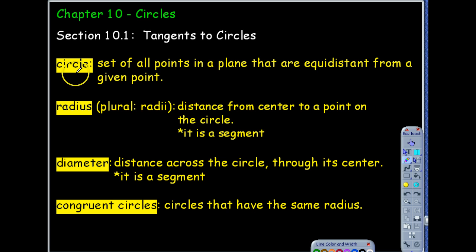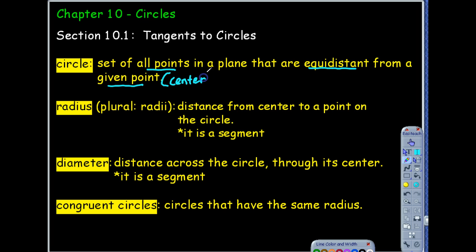So, vocabulary. First of all, what exactly is a circle? I think this is kind of a hard definition. It says it's the set of all points in a plane that are equidistant from a given point. A plane is two-dimensional, and the points are equidistant from a given point. Now, what do we call that given point? That's the center of our circle.